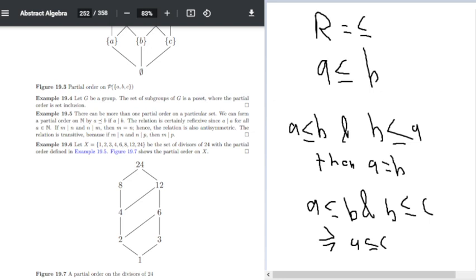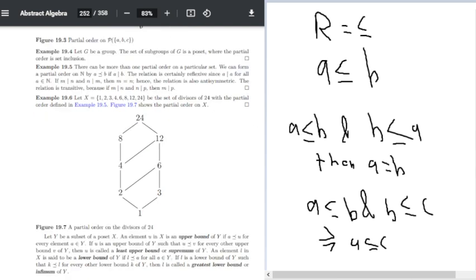Example 19.4. Let G be a group. Then the set of subgroups of G is a poset, where the partial order is set inclusion. Example 19.5. There can be more than one partial order on a particular set. We can form a partial order on N by A is less than or equal to B if A divides B. The relation is certainly reflexive, since A divides A for all A in N. If M divides N and N divides M, then M is equal to N. Hence, the relation is also antisymmetric. The relation is transitive, because if M divides N and N divides P, then M divides P.